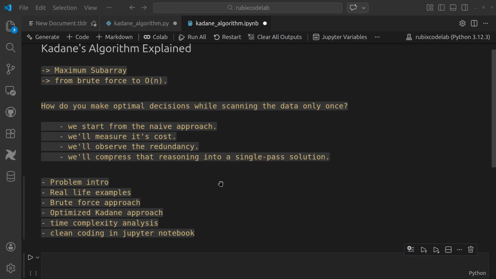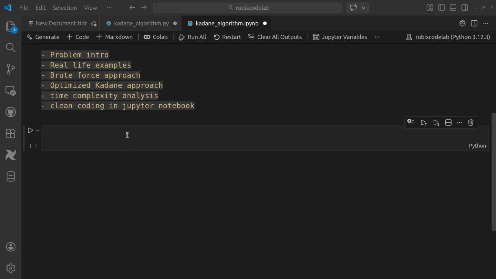But before we dive deeper into this algorithm series, let's list down what we will go over in this video. Starting off with the problem introduction, we'll see some real life examples. We'll move to the brute force approach, understand its limitation, and then we'll move to the optimized Kadane's approach. Most importantly, we'll look into the time complexity analysis, and everything would be covered in this notebook. So let's start by addressing the question and the array.